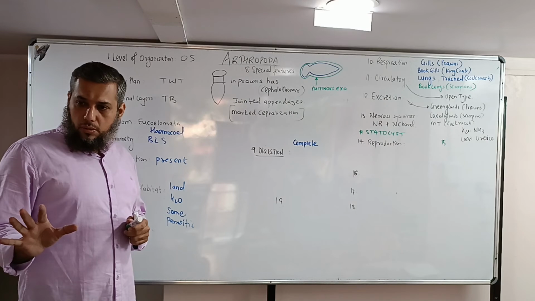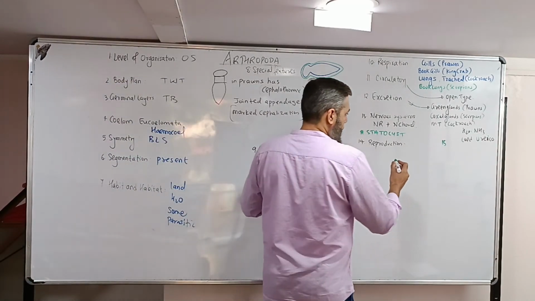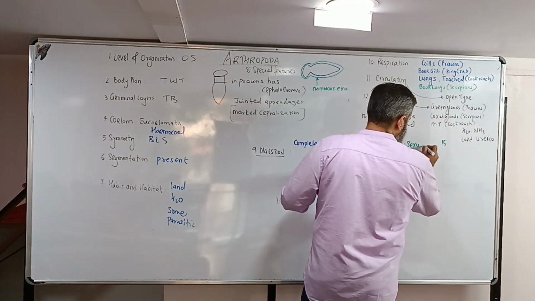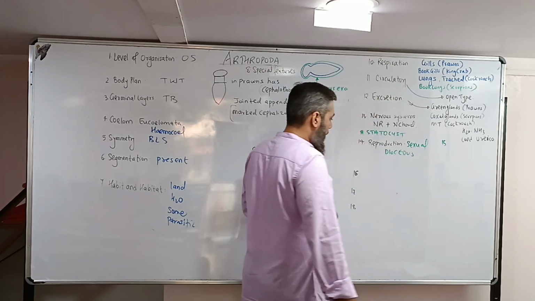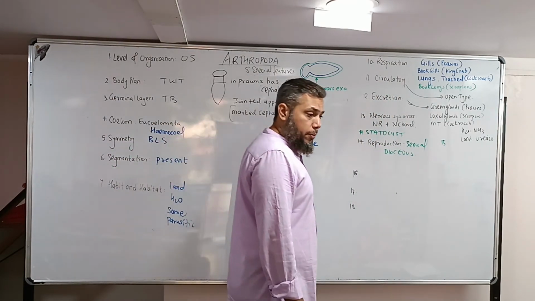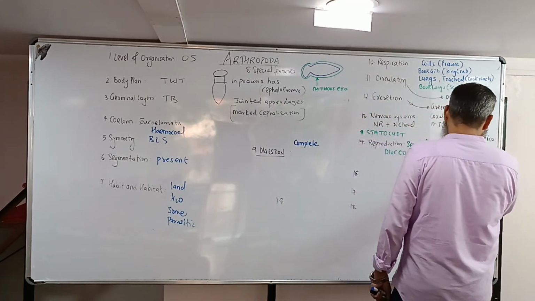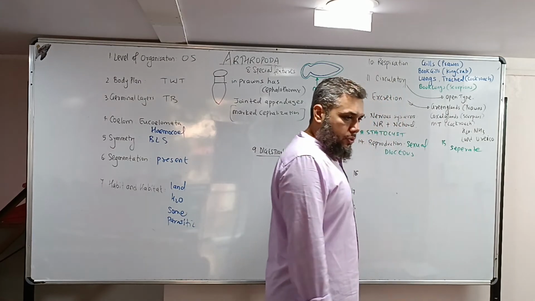Did you all follow? What's the next point? Reproduction. Reproduction is sexual. And they are sexually dimorphic. They are dioecious also, sexes are separate. Oh, I wrote it there already, sorry. Then the 16th point is?